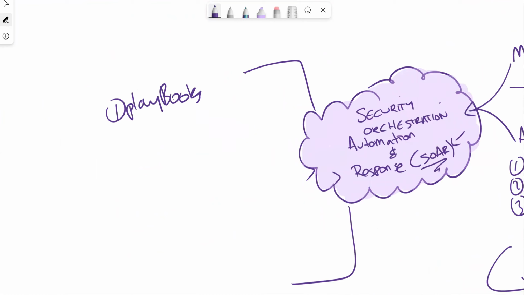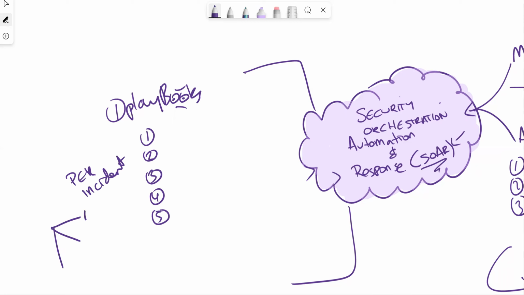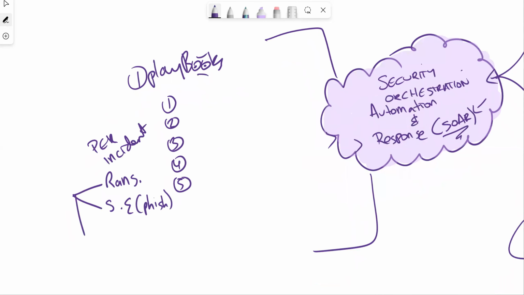Playbooks are the creme de la creme of our incident response world. It's our step-by-step process on how we're going to handle each incident that occurs in our environment. Now, this is obviously per-incident focused. So per incident, meaning we define a certain incident like we did before, we covered 3 areas. We did ransomware, we did social engineering, like our phishing playbook that we looked at, and the last one there that we did was our data exfil.